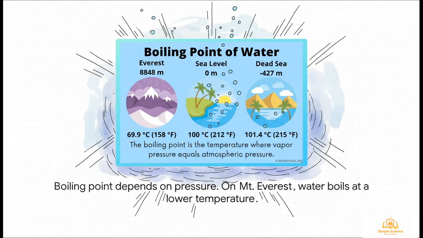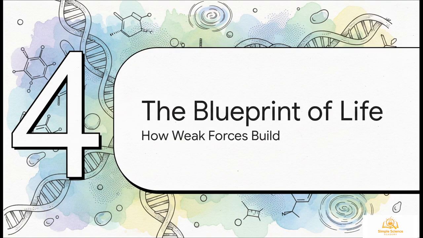To boil a liquid, you have to pump in enough energy for its molecules to overcome all those intermolecular attractions and escape as a gas. But as you can see here, it also depends on atmospheric pressure. On top of Mount Everest, there's just less air pushing down on the surface of the water. That makes it easier for the water molecules to escape, which means water boils at just 70 degrees Celsius instead of 100. But the impact of these forces goes so far beyond just everyday liquids.